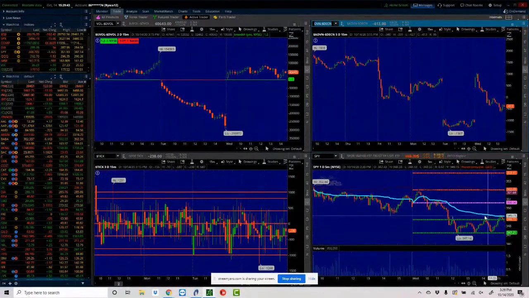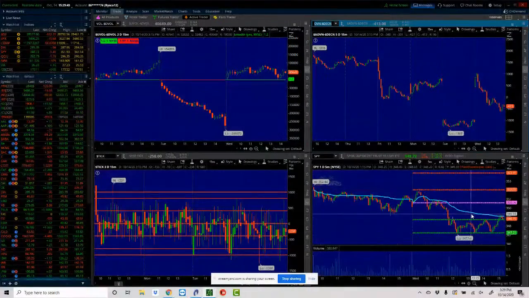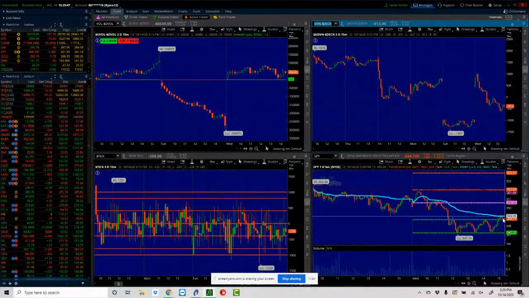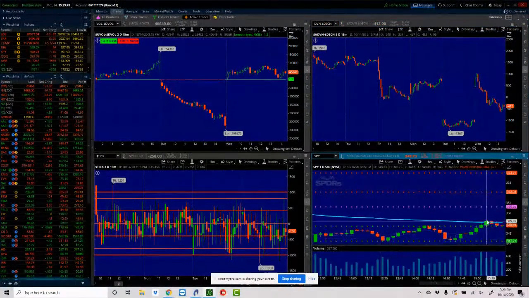We just saw the VWAP, the volume weighted average price, that's that solid blue line, tested on the 5-minute chart. And now we're starting to roll back over. So we'll see what happens here this afternoon into the close.